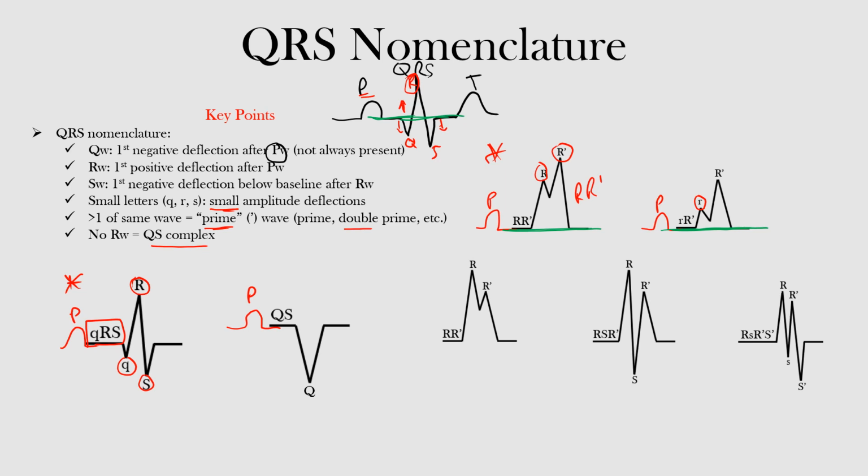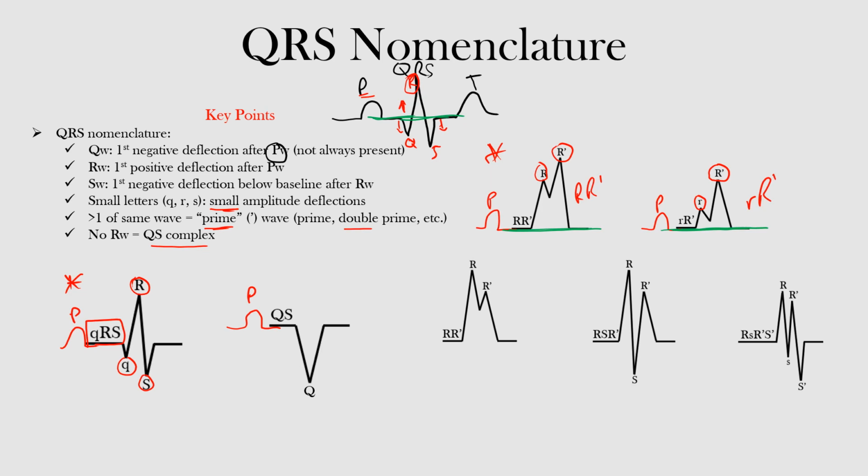Some people will call it an RSR prime if we see a right bundle branch block, but if you want to be technical, it's not exactly an S wave, okay? It never goes below baseline. And then the next wave goes again upwards. So that's another R wave, so we call it R prime. So this is a small R prime complex.